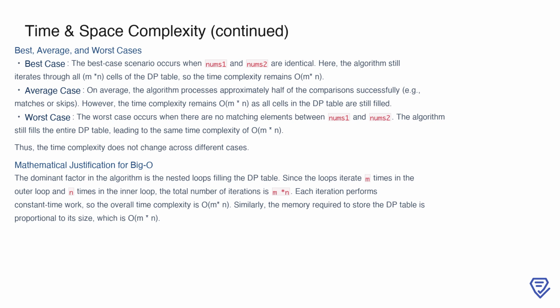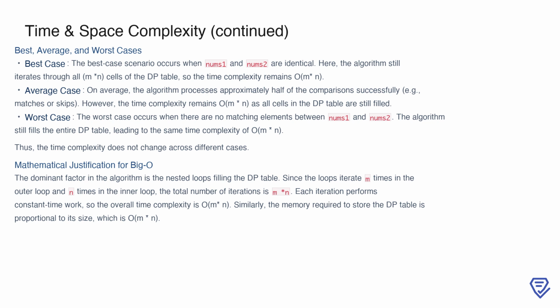In the worst case, where there are no matching elements between nums1 and nums2, the algorithm fills the entire DP table without finding any common subsequences. Again, the time complexity remains O(m*n). The key takeaway is that the time complexity does not vary across different cases because the nested loops always iterate through all cells in the DP table.